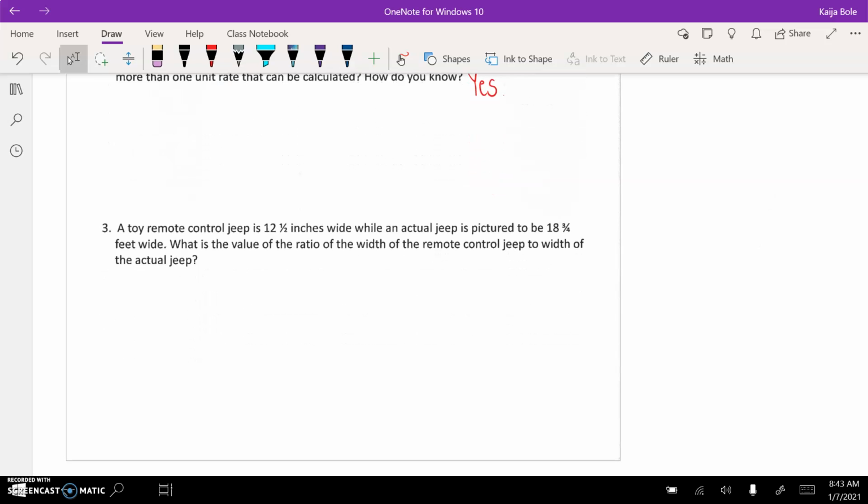Number 3 talks about a toy remote controlled Jeep is 12.5 inches wide, while an actual Jeep is pictured to be 18 3/4 feet wide. What is the value of the ratio of the width of the remote controlled Jeep to the width of the actual Jeep? Okay, so in this scenario, they tell you remote control to the width of the actual. They give you the order, okay? Which means when you go in to compare it, you're talking about remote over the actual. Okay, so sometimes you have to pay attention to that.